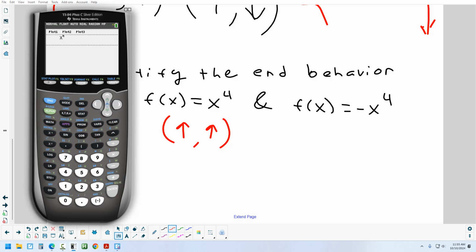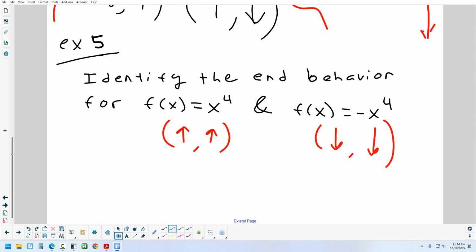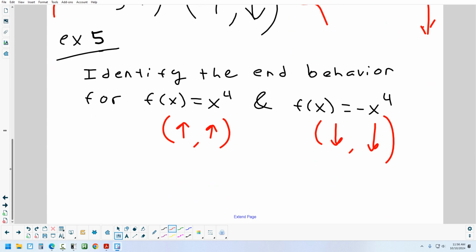And now let's do it with a negative in front. Okay, we learned a couple weeks ago, negative causes a reflection. So the end behavior now is down, down. Yep. Any question on that?